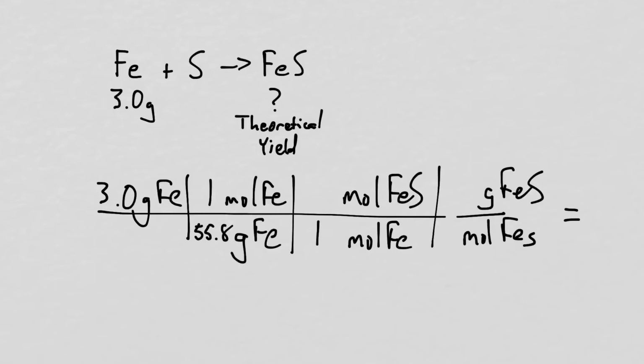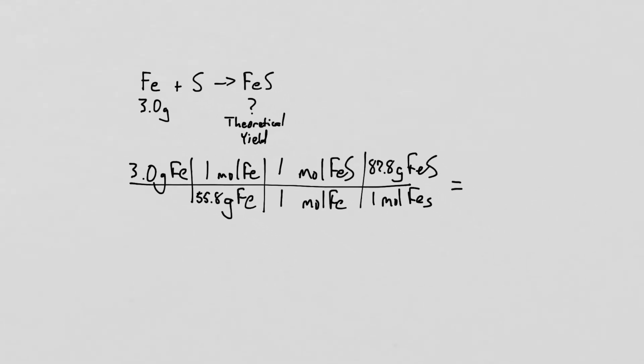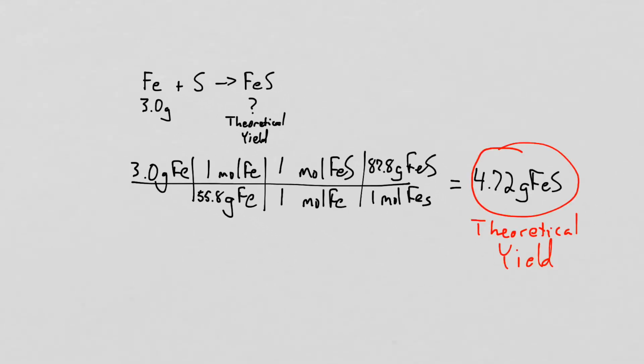For our moles to moles, notice that we have a coefficient of an understood 1 up in front of the iron in the balanced reaction equation, and a 1 in front of the iron 2 sulfide. And then finally, for our last gram to mole conversion, we know that 1 mole of iron 2 sulfide is 87.8 grams. We get that by adding the mass of iron and sulfur from the periodic table to each other in a 1-to-1 ratio. Now, when we do this, we get an answer of 4.72 grams of iron 2 sulfide. This is our theoretical yield.